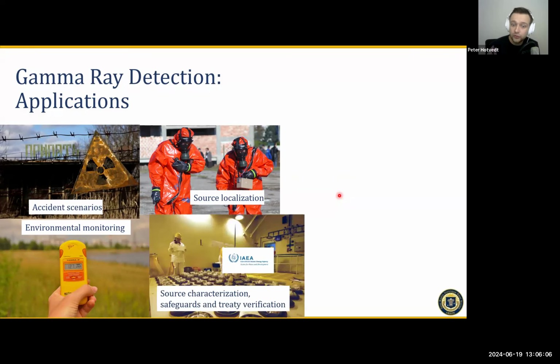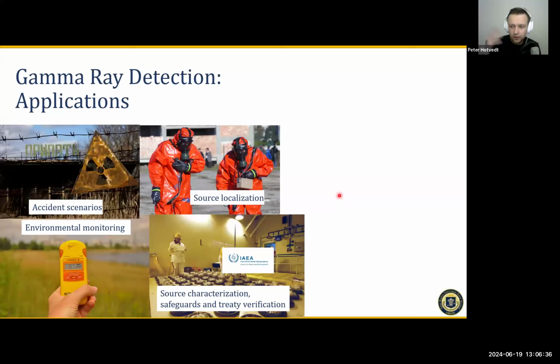We can also do source characterization for safeguards and treaty verification. So if we have a country that's claiming, hey, we're only going to enrich our uranium this high, we can verify that through gamma ray detection. As it turns out, uranium 235 and uranium 238 give off photons of different energies. So we can use gamma ray detection to verify these claims. And that's probably one of the most important ones that MTV really cares about.